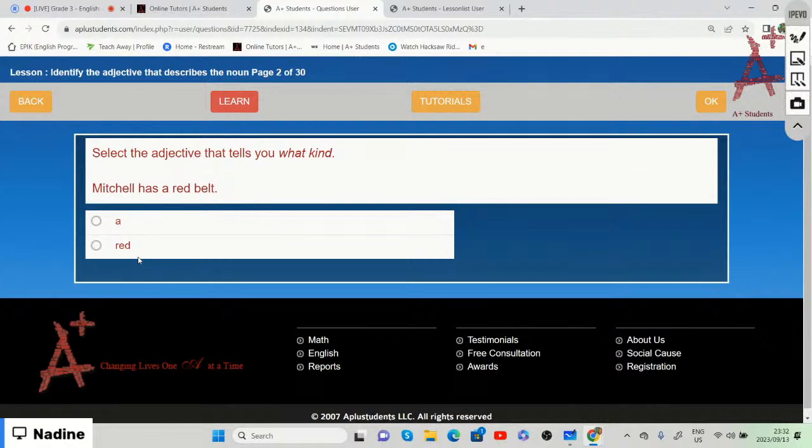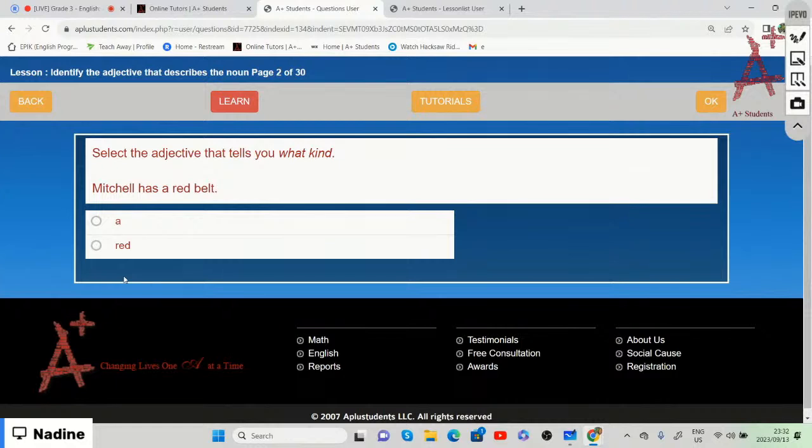We need to select the adjective. Is it red or A? That tells us what kind. And what you can also do is to identify the noun so that you can know what is being described.